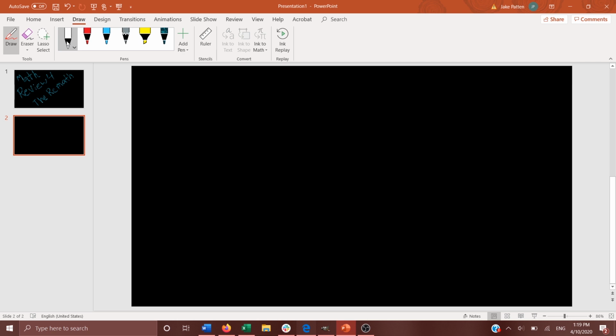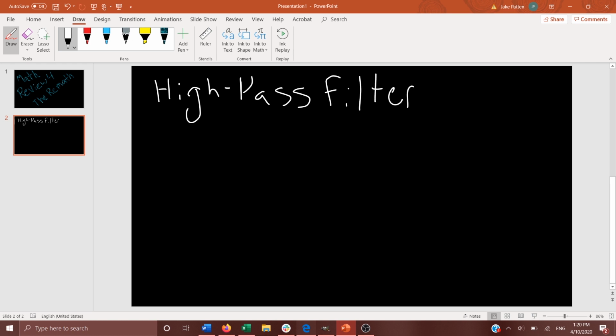So, we want to talk really quickly about filters. The first one I'm going to talk about is a high pass filter. I've improved my handwriting. So a high pass filter is going to be one that allows high frequencies to pass. I mean, that's kind of a super easy definition, right?